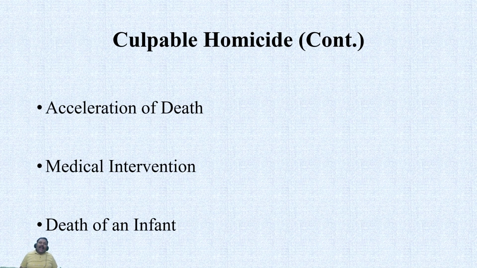First is the liability for acceleration of death. अब इसका क्या मतलब होता है? Now, acceleration simply means speeding something up. किसी चीज की गति बढ़ाना, उसको कहते हैं acceleration. So, the provision for culpable homicide states that suppose somebody is already dying, means that person is already injured and is moving towards his death. And there is someone who accelerates that death.